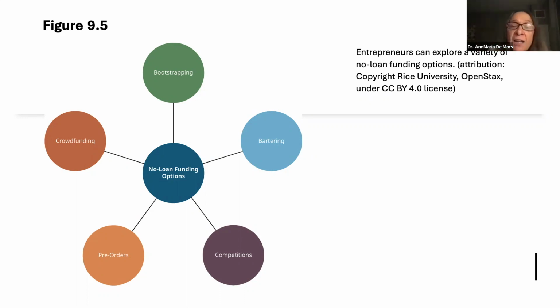So let's talk, and we talked about getting funding from friends and family and getting funding from investors, but what other ways could you get funding? So there are a few, and we're going to go through each of them a little bit. There's bootstrapping, there's bartering, competitions, pre-orders, and crowdfunding.